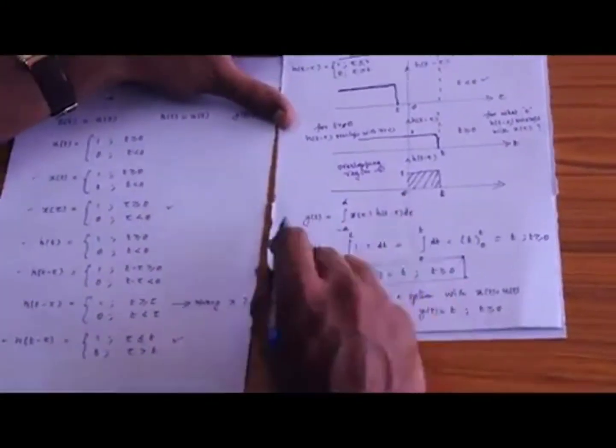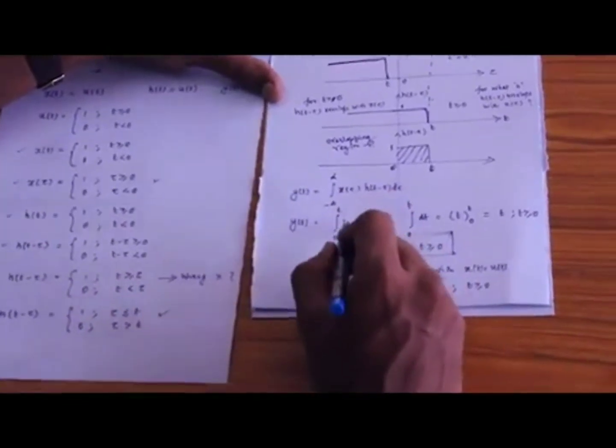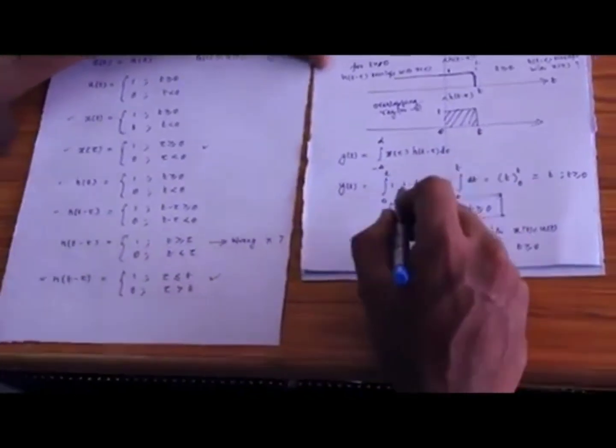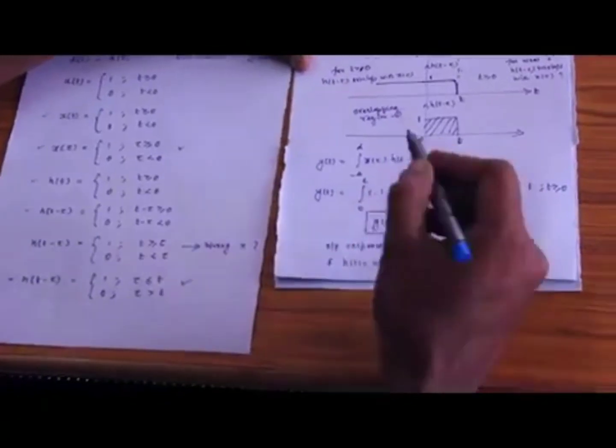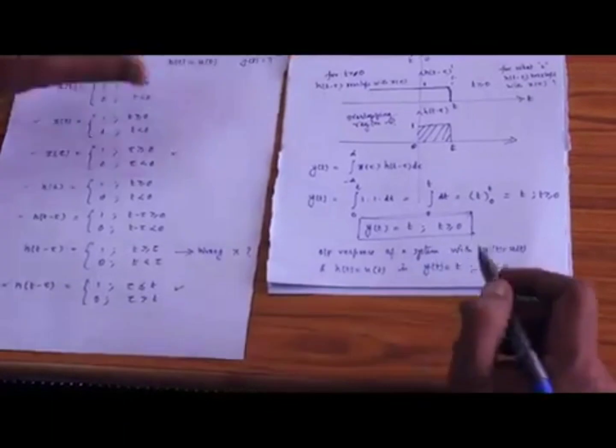Okay. So as per the convolution integral formula, the overlapping region is 0 to t. The x of tau value is 1, the h of t minus tau value is 1. So integrate this with respect to tau, and naturally we will get t for t greater than or equal to 0. So this is my final output response of the system.